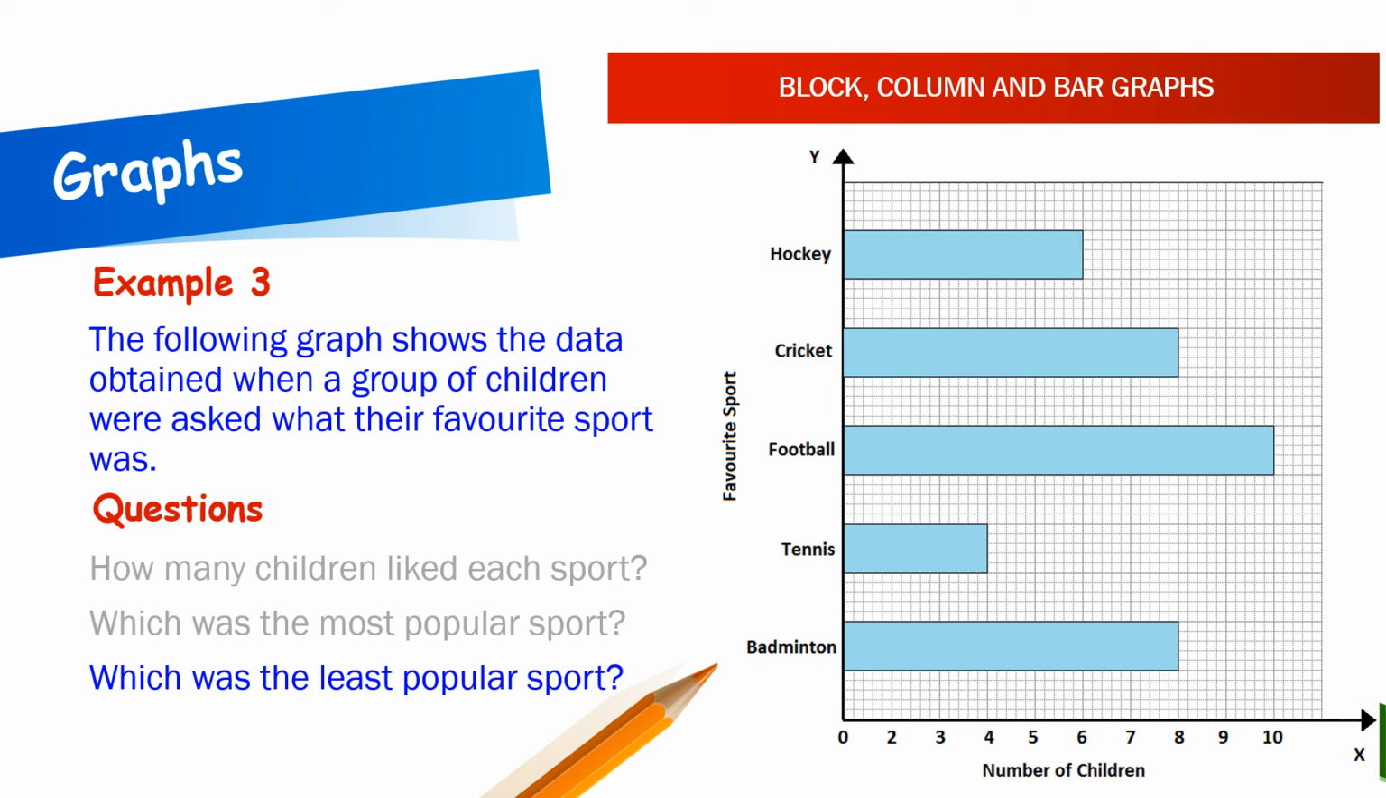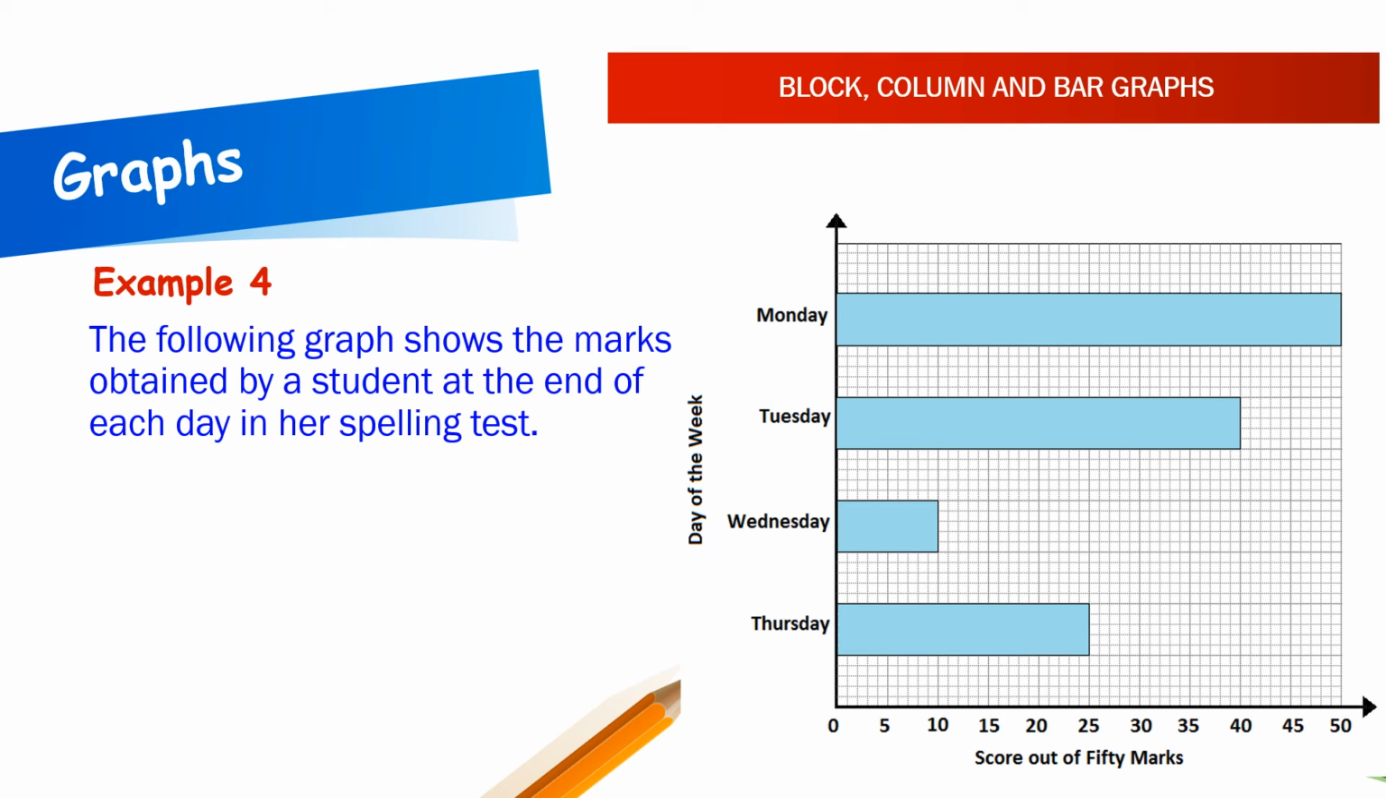Which was the least popular sport? Out of all these bars, the shortest bar is the one associated with tennis. Therefore, tennis was the least popular sport. Now let's take a look at another example.